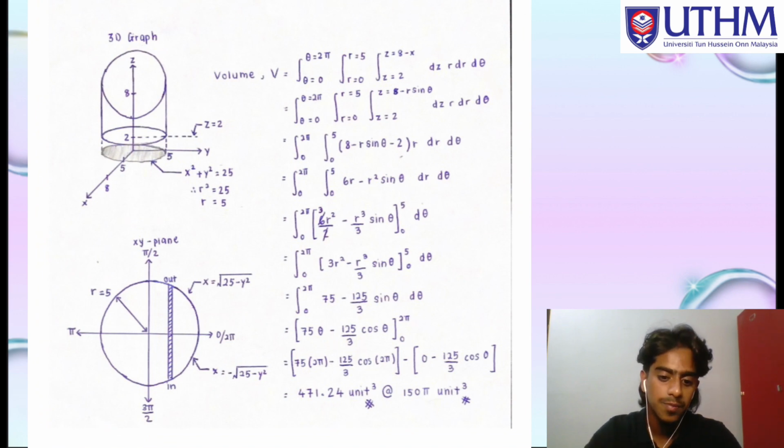So we draw an in and out line, and then we find out the lower limit and upper limit for x, which is x equals plus minus square root of 25 minus y squared. So the plus will be the upper limit and the negative will be the lower limit for the x equation.